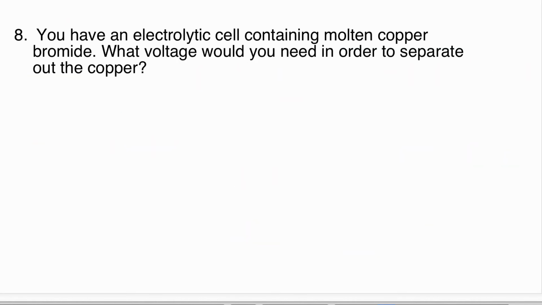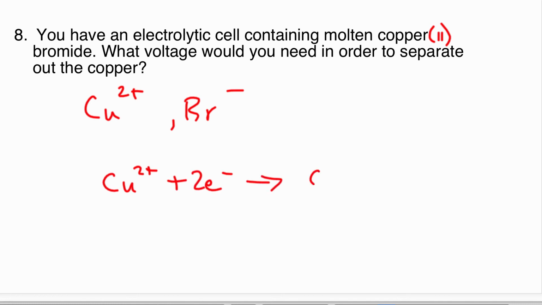Last question, molten copper, molten copper bromide. And I should have in here, the name is improper because copper could be a 1 or a 2. I'm assuming it's a copper 2 bromide, but I needed to put that in there. So if it's molten, means there's no water, and molten ionic compounds separate into their ions. So I'd have copper ions and I'd have bromide ions. If you look on the chart, the copper ions are the ones that are on the left. They'd be the strongest oxidizing agent. So I'd have copper 2 plus 2 electrons producing copper solid.